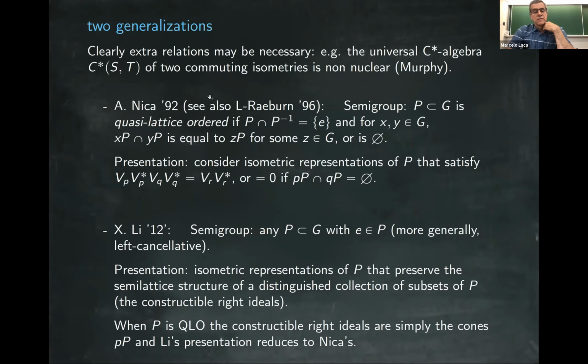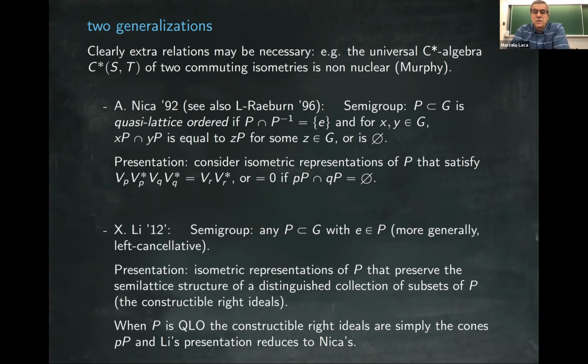Along the years, people studied this, and I want to single out two significant generalizations. There are many, but I want to point to milestones in the theory. But first, let me say that it's clear that those extra relations are going to be necessary in some cases, like the orange relations that I have.